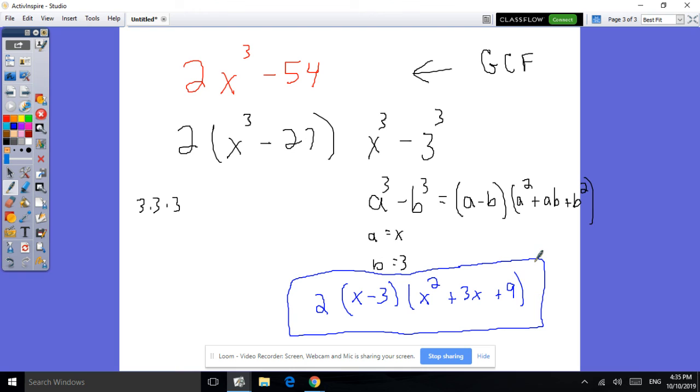That's it. Let's see if we need to do another one that's similar to that. I think that's it. This one looks interesting.